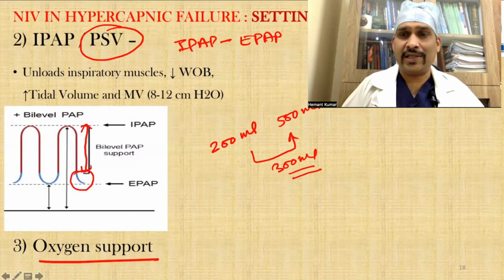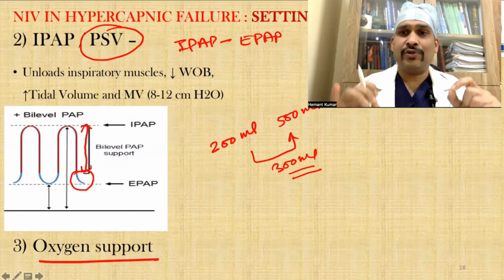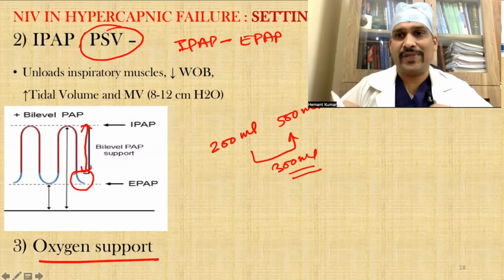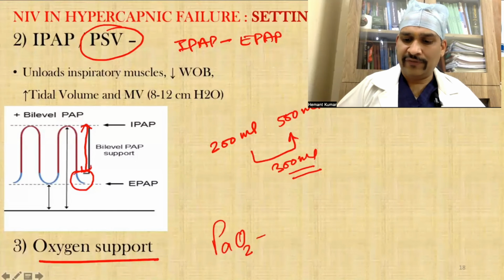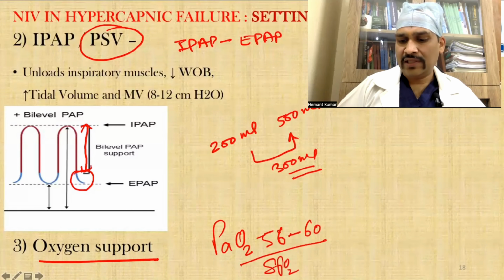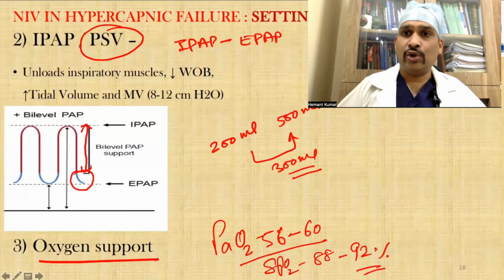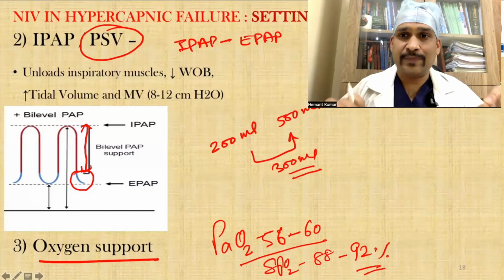Because this type of patient is used to having hypoxia also. But we should keep in mind that we should not over oxygenate this patient. We have to keep our PO2 between 56 to 60 only, or SpO2 just 88 to 92%. We should not over oxygenate this patient, it will increase PCO2.